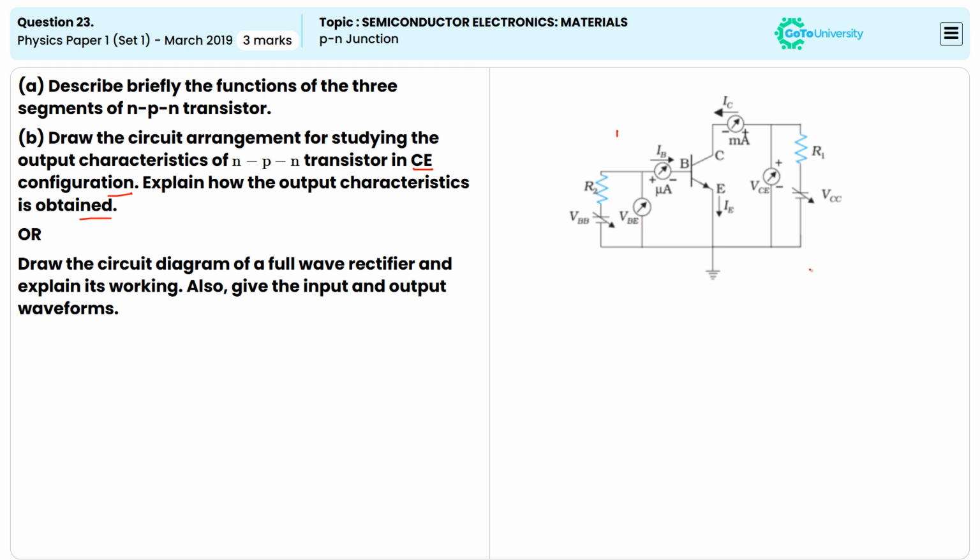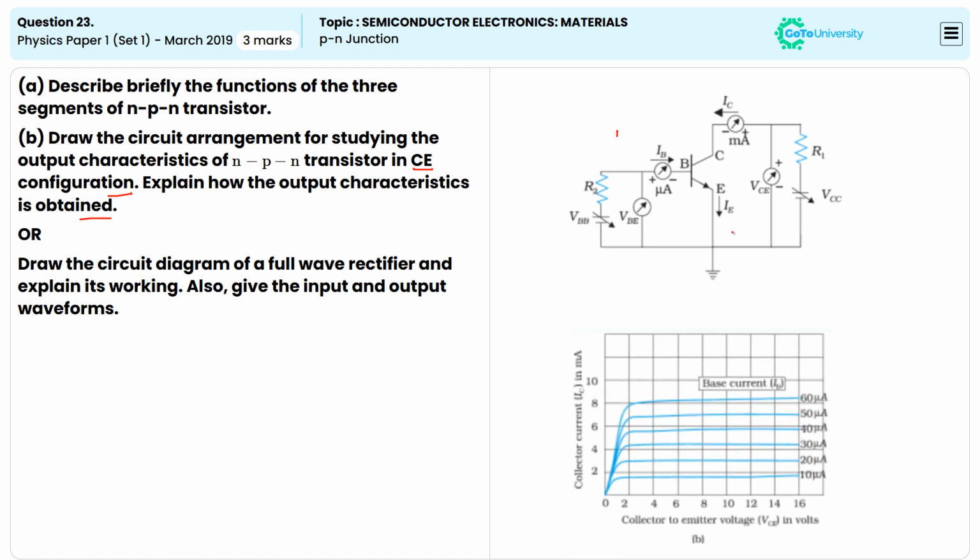Then if you change the VCE value, automatically the IC will also change. The graph looks like this: collector current IC in microamperes, collector to emitter voltage VCE in volts. If you change the VCE value, then the IC value also changes.